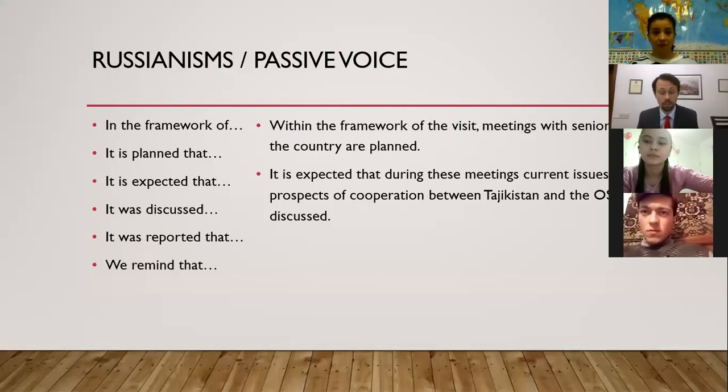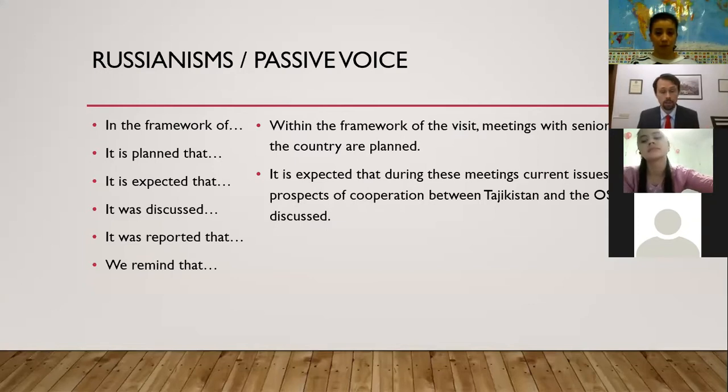It was discussed. We would say who discussed. At the round table, the ministers discussed. That's how we would say in English. The foreign minister discussed this with his counterpart. Not it was discussed by whom. We don't know. It was reported that. Who reported it? We want to know an actor, who is acting in these cases.